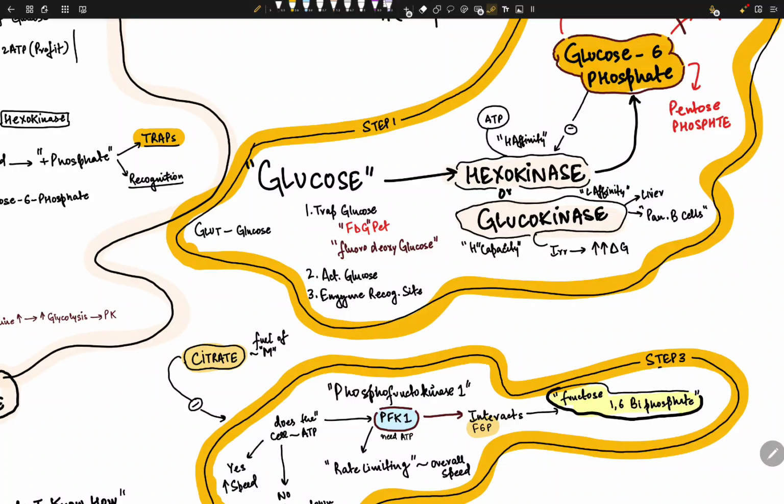So hexokinase says, if I see glucose, I'm going to phosphorylate it immediately because I have high affinity and I love glucose, right? Now you can ask me why it has high affinity. Well, I would have to go deeper down that road, but just understand this assumption: hexokinase has high affinity for glucose, so it will immediately phosphorylate the glucose, right?